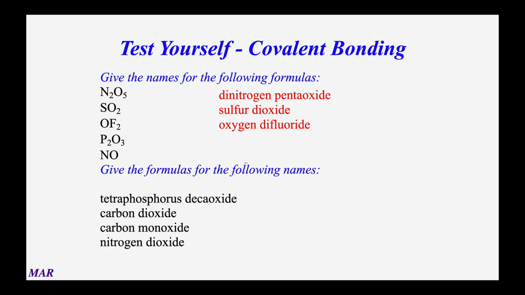The next one, diphosphorus trioxide. Again, we're putting a di in front of phosphorus here because there's more than one. We don't put a Greek prefix on the first one if there is only one, but if there's more than one, we do. But you always put a Greek prefix on the last one.